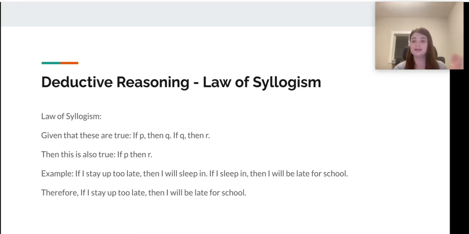Because if P happens, then Q happens. If Q happens, then R happens. So therefore P is really, in a way, the cause of R, right? So we can take out the middle statement there.